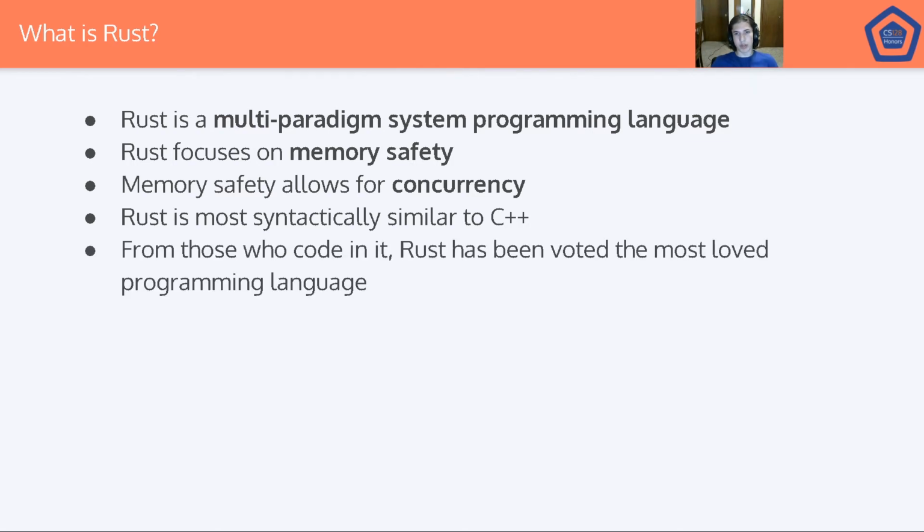And then from those who actually use Rust, Rust has been voted the most loved programming language for I think about 5 years straight now. Something about 80% of people who code in Rust say that it's their favorite language. And there's a lot of reasons for this. Some of the most important reasons is that just because Rust is such a new language, there's a ton of really great features that make your life easy.